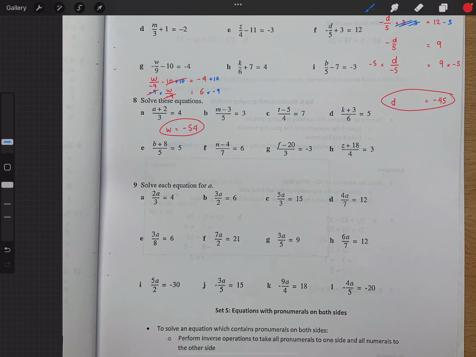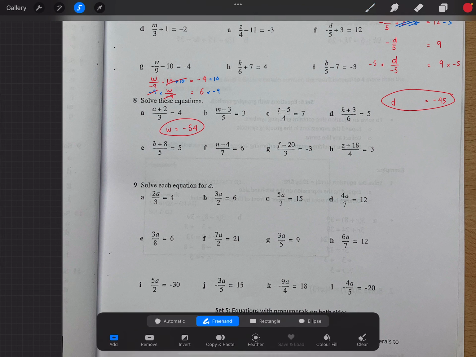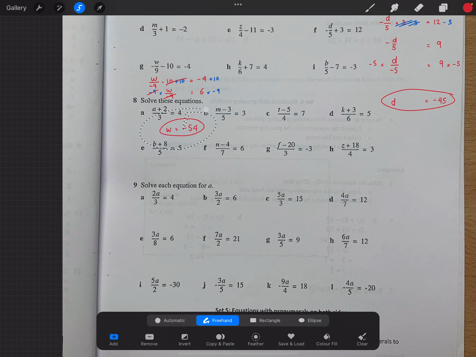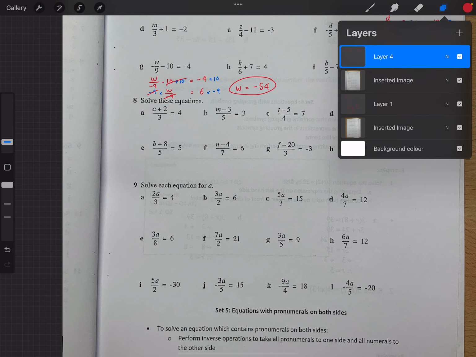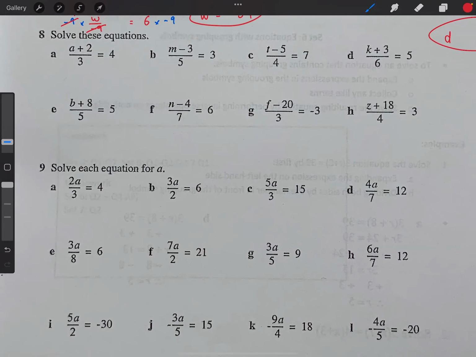All right, let's move that over here. All right, let's have a look at question 8. Solve these equations.